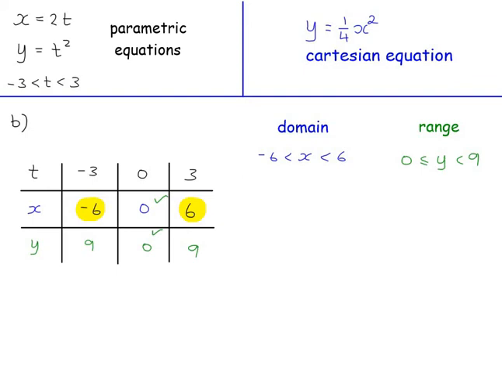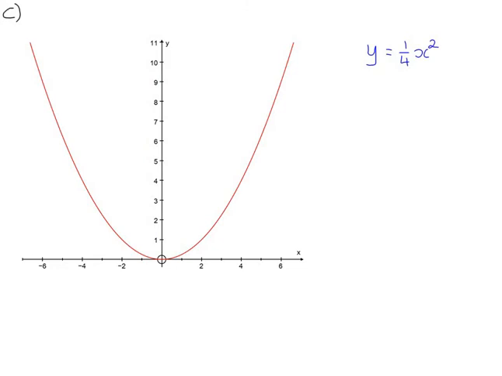So you might think, why does this even matter? Why can't we just sketch y equals 1/4 x squared? After all, we have worked out the Cartesian equation. Here's the graph of y equals 1/4 x squared without any regard to domain or range. On this graph I've got a y value here which is 11. I've got x coordinates greater than 6 and less than -6. In fact, this graph goes to infinity: x goes to infinity, x goes to -infinity, y goes to infinity. It doesn't stop here, the graph just continues, because I'm not taking domain and range into account.